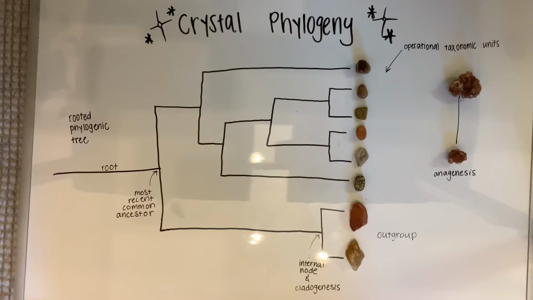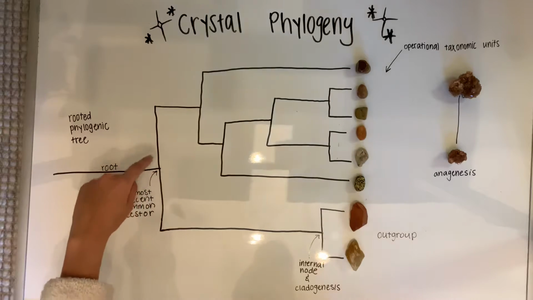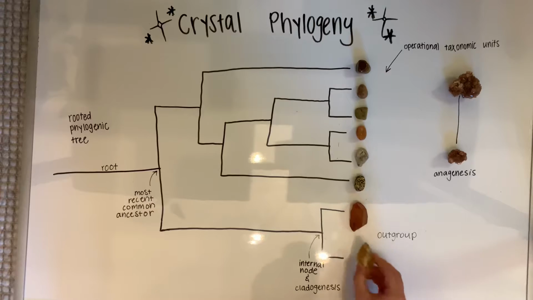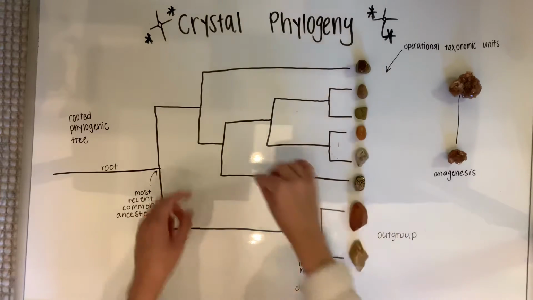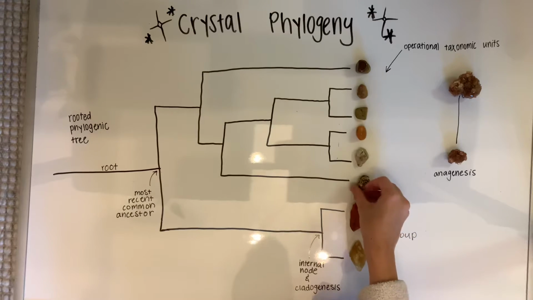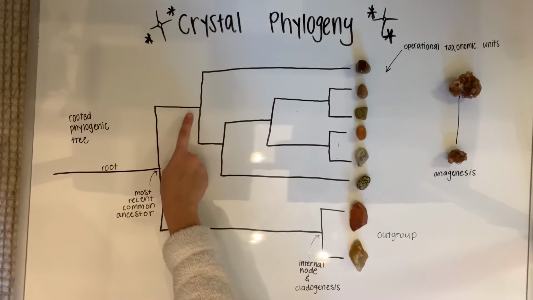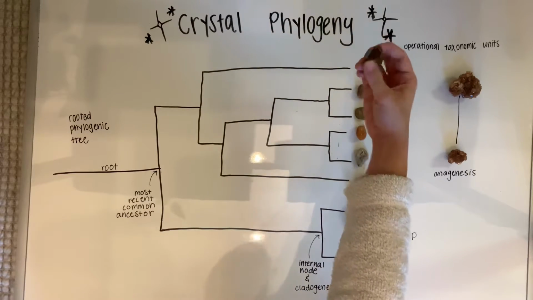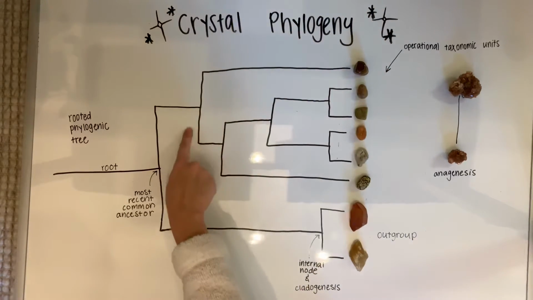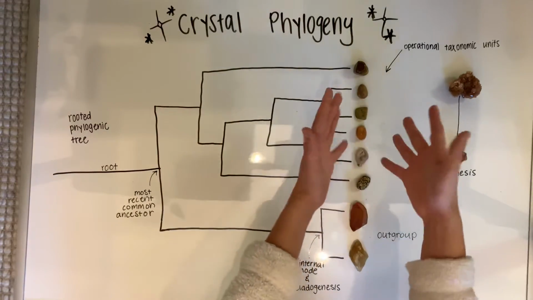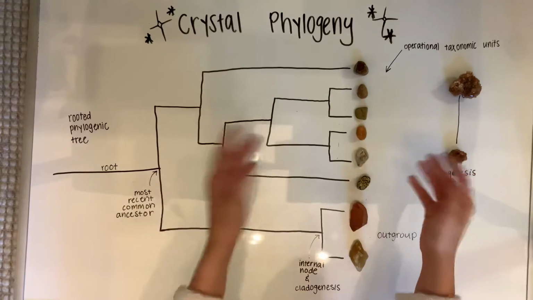So we can see that for this tree, we start off with a common ancestor that splits off into these unpolished, untumbled crystals versus all of these tumbled, smooth crystals. So here is our first split, where we're going to get just a plain, kind of just normal rock-looking crystal. And from there, we get another split into our more characteristic, unique crystals.